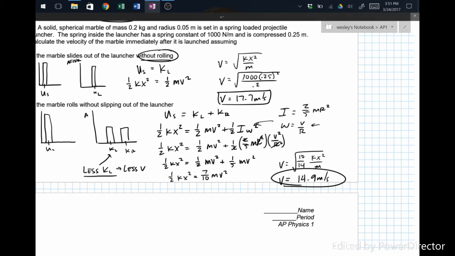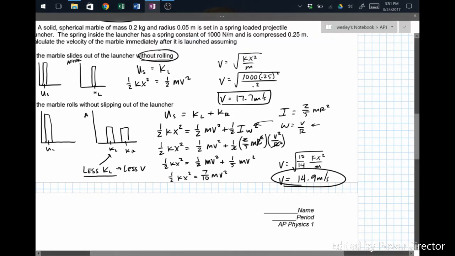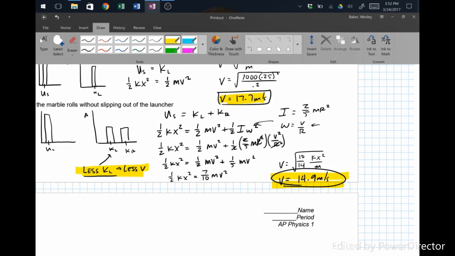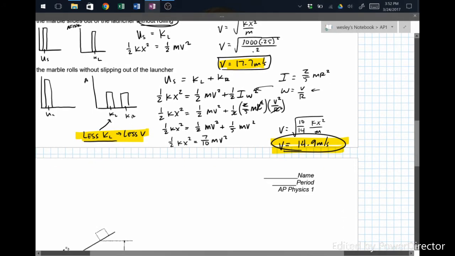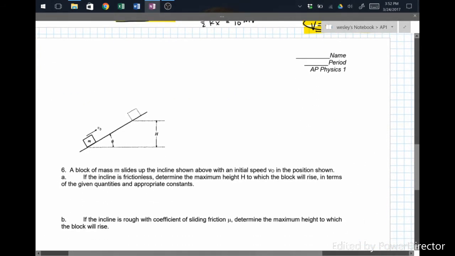Now that's a lot of work to get to our answer. I do expect you to do that kind of work. But if you'll notice, one of the things we said before we even started was that because we have less linear kinetic energy, we're going to have less velocity. And that's exactly what we see. So now to get into something a little bit more complicated, and we'll talk about part B.